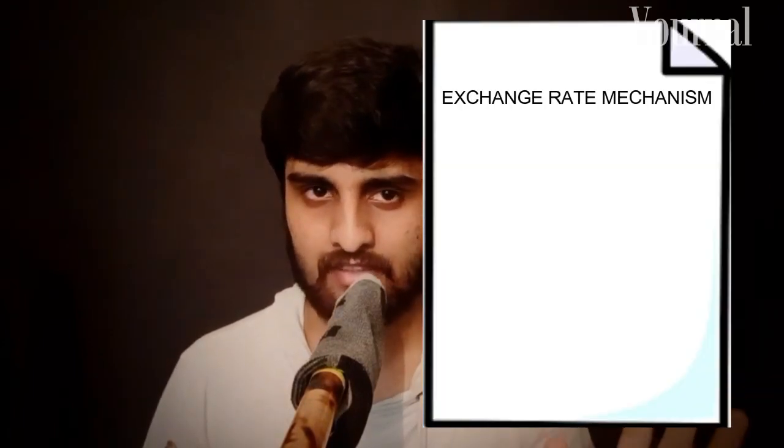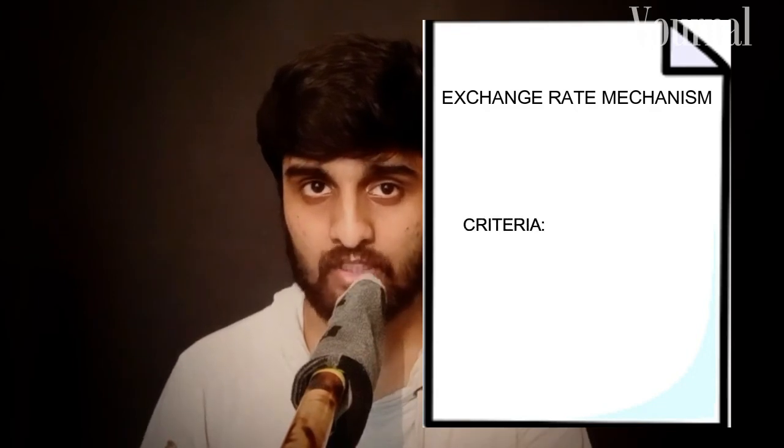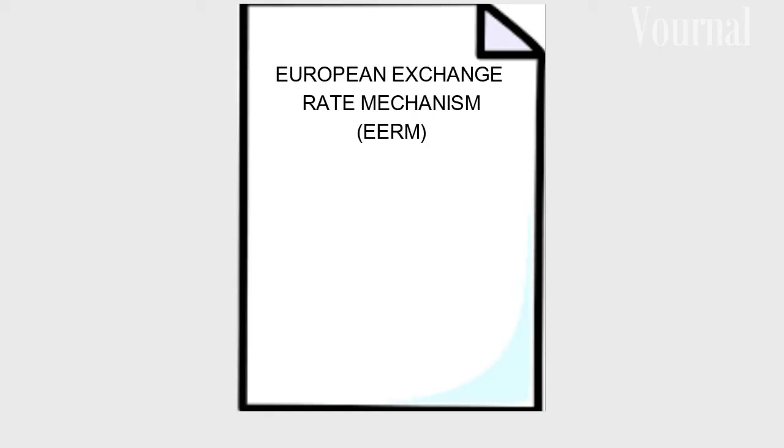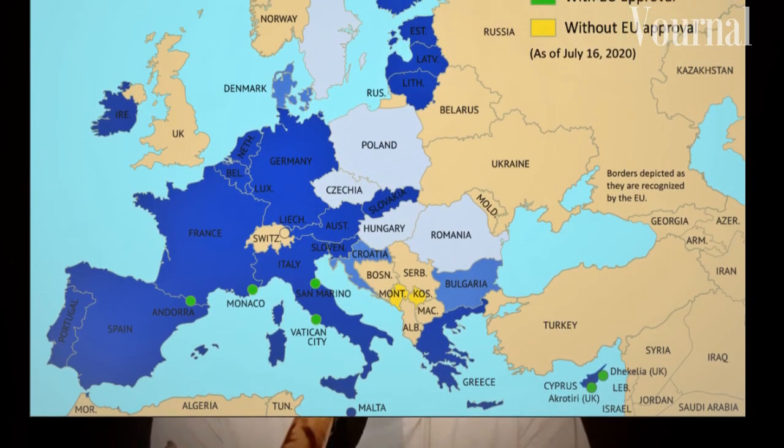To avoid these kinds of attacks, central banks of a group of countries create a policy called ERM to maintain their mutual trade and to avoid attacks on the currencies. ERM stands for exchange rate mechanism. Every ERM has its own criteria. Any country which satisfies this policy's criteria can join the ERM. One example of this is the European exchange rate mechanism. These are the members of this ERM.